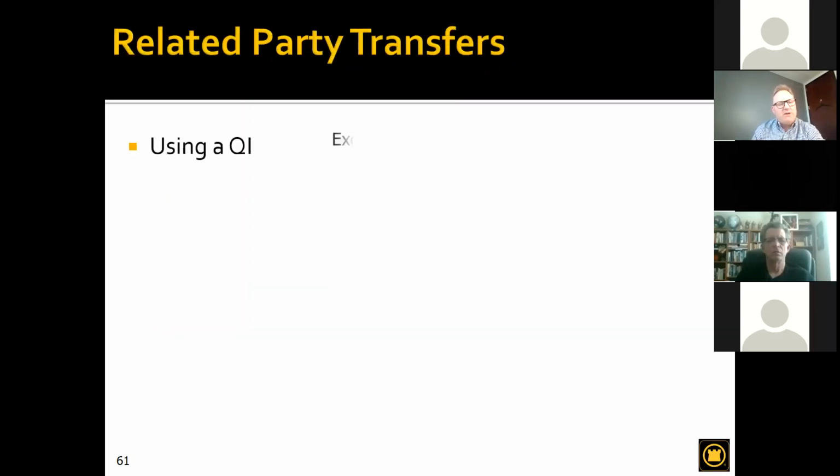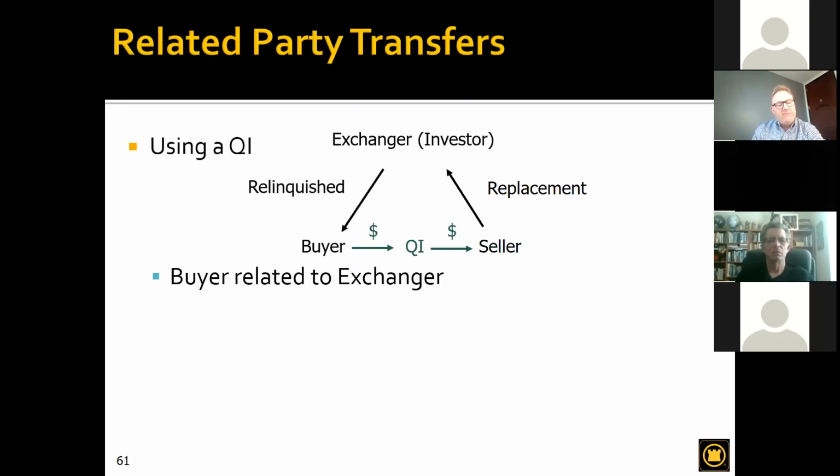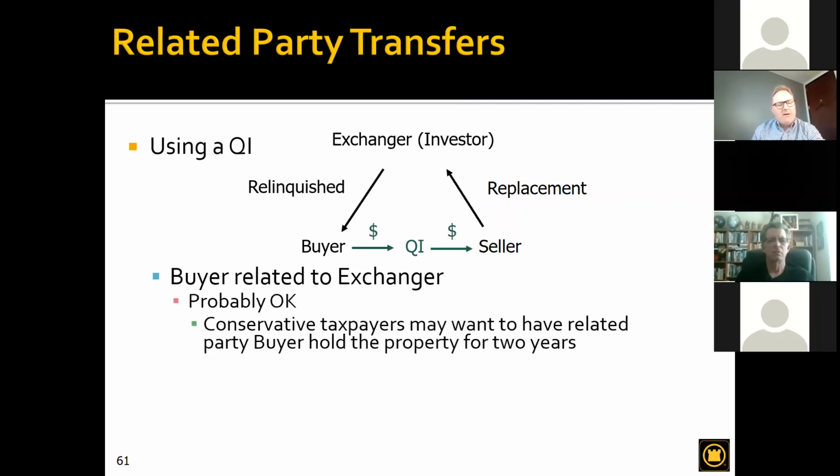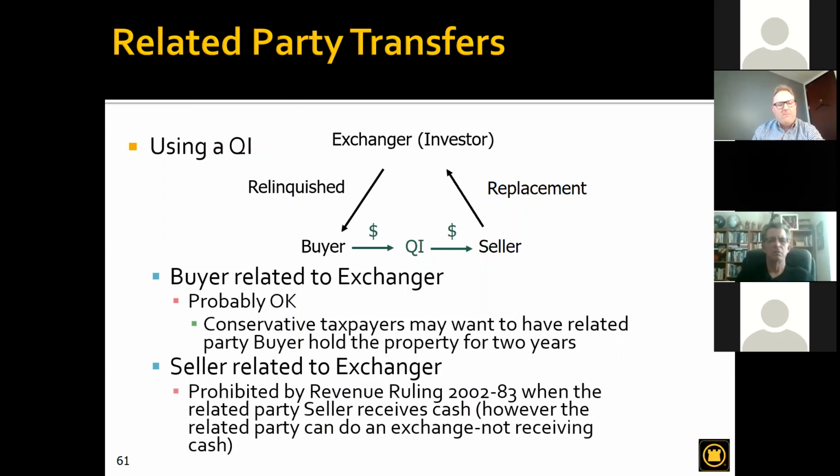If we're using related parties through a qualified intermediary, the buyer can be related to the exchanger. There's no issues with that. Conservative taxpayers will want to have the related party hold that property for 2 years. If the seller is related, that is not allowed. Again, if they're receiving cash and cashing out, that is not allowed.